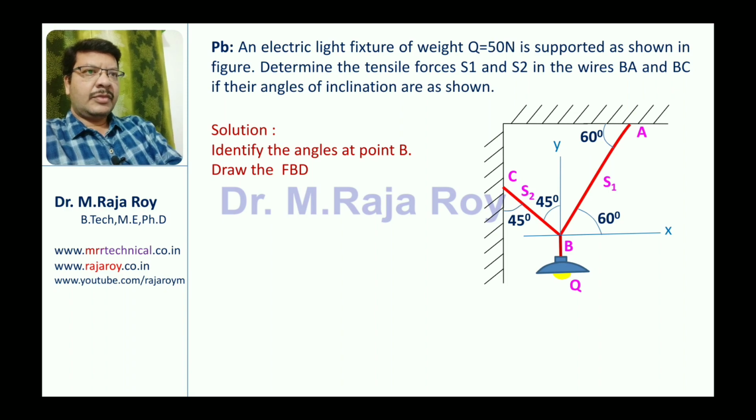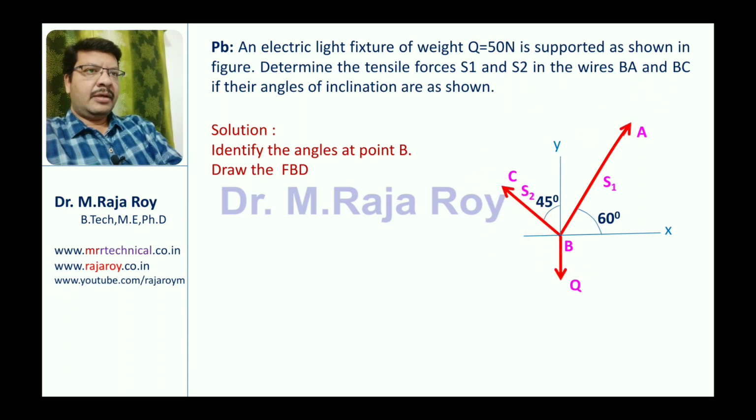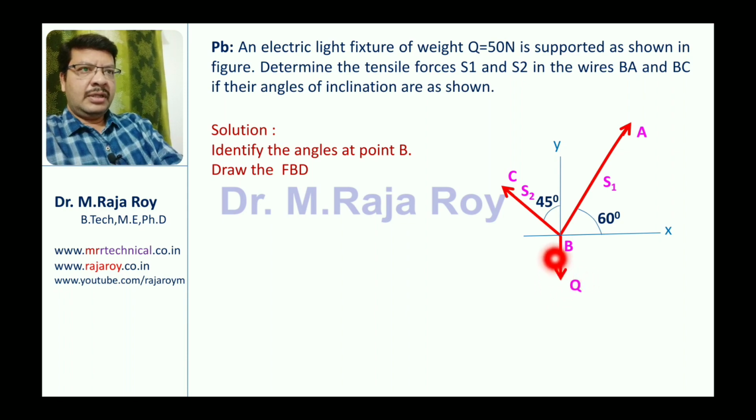Then assume the tension here in this cable AB is S1, tension in cable BC is S2. Now the free body diagram will be something like this. The force is acting in the downward direction, that is weight of the bulb. The tension in the strings is in the opposite directions, in the upward directions. So AB is S1, BC is S2. This angle is 60, this angle is 45, already identified.